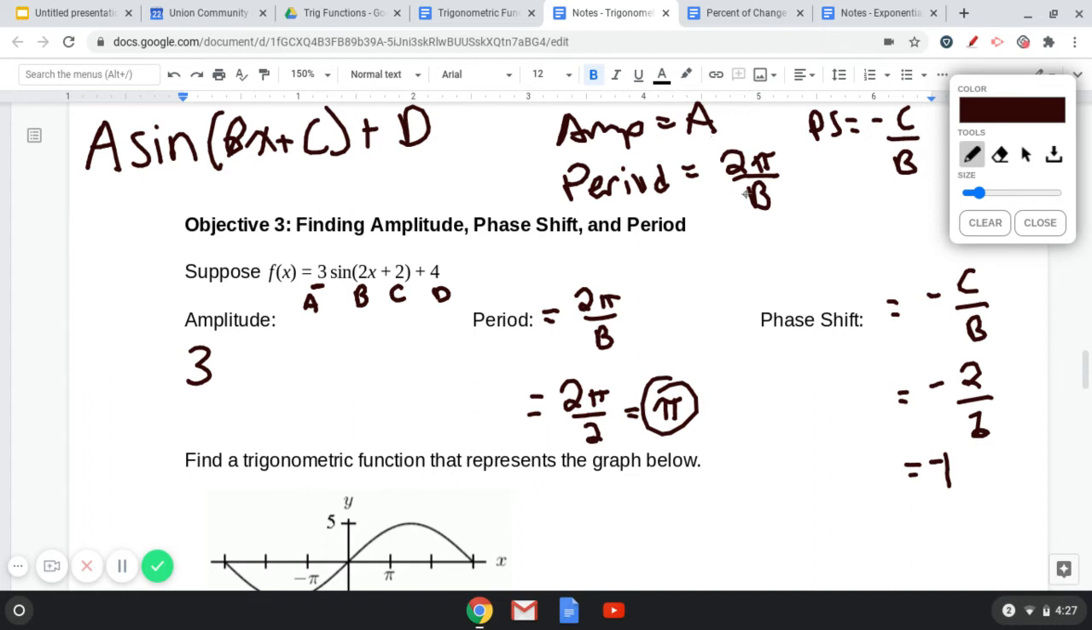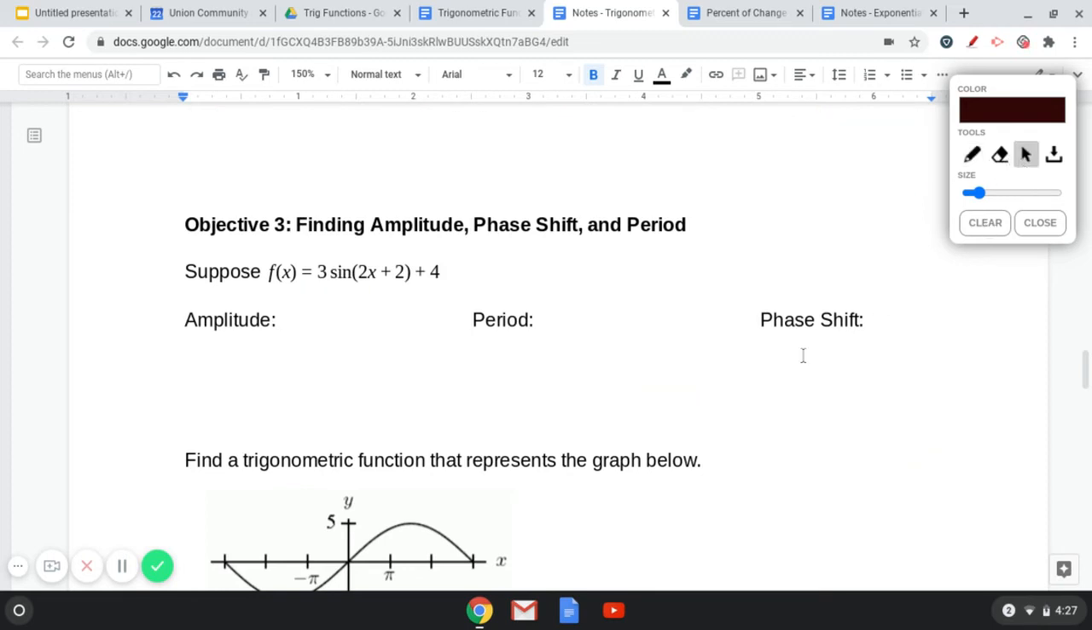So just remembering these quick little formulas, also understanding what period really is. That means this curve will repeat every pi units. This means we're shifted to the left 1. And this amplitude 3 means that from the highest point to the middle point, it'll be 3 units. Or in other words, from the highest point to the lowest point, it will be 6 units. All right, let's keep moving.